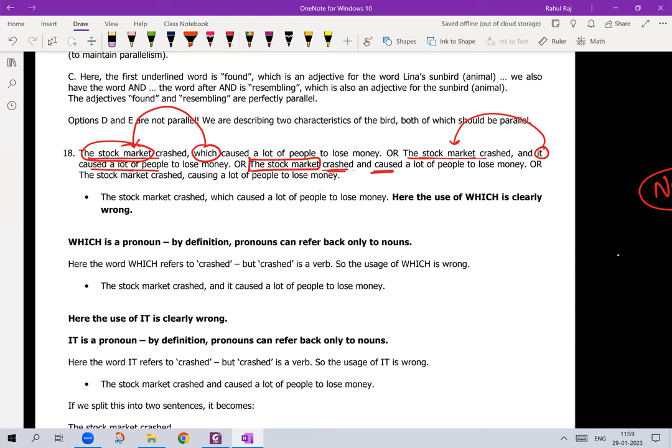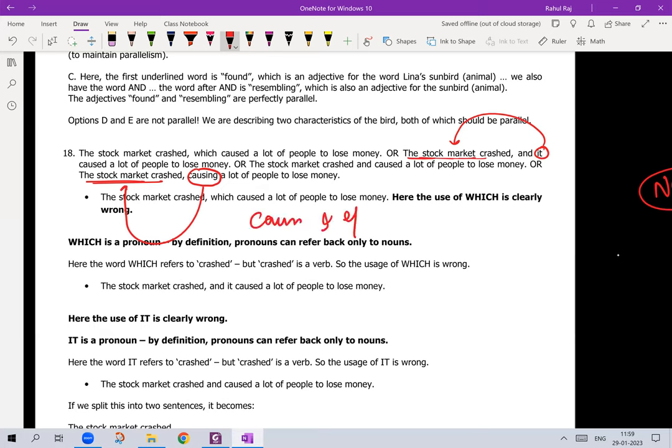So these are the sentences which look to be very right while reading, but give you a disastrous meaning. The actual right one is, the stock market crashed, causing a lot of people to lose money. Now, this is going back to the entire clause. So this is giving you a meaning: it was a crash in the stock market that was responsible for the people losing money. It is not the stock market that caused people to lose money. So it's 100% a cause and effect situation.